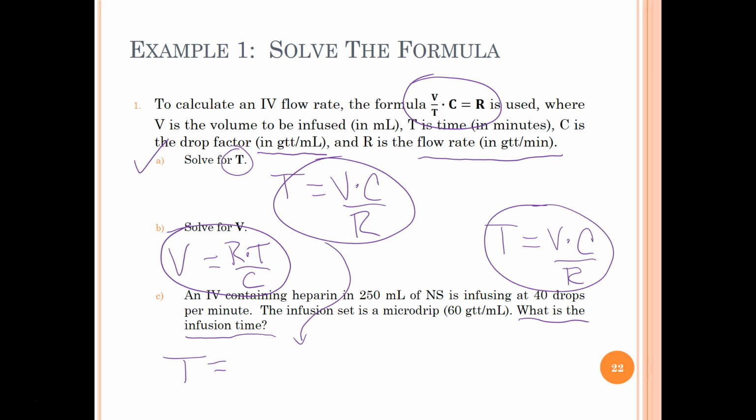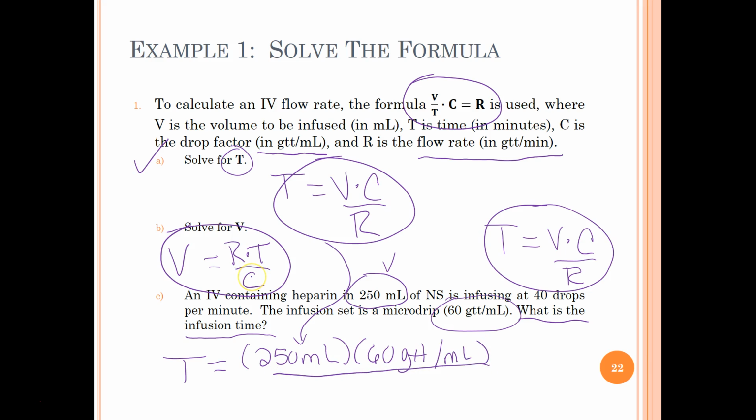Now let's plug in our variables. Here's our V, 250 milliliters. That's our volume to be infused. And notice that this is an IV containing heparin. Now we have to find our C, and that's our drop factor. And notice it tells us the infusion set is microdrip, which means the drop factor is 60 drops per milliliter. Now we're going to divide that by, in this case, R, our infusion flow rate. And that's given to us as 40 drops per minute.